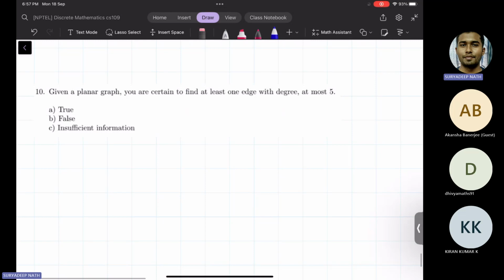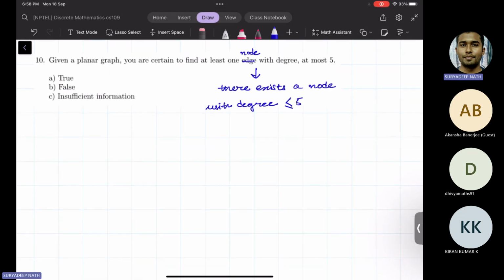So coming to the final question for our discussion. You are given a planar graph. You are certain to find at least one node with degree at most 5. So what it means is that there exists a node with degree less than or equal to 5. To prove whether it's true or false, we'll prove it by contradiction. So we contradict this statement. So proof by contradiction.